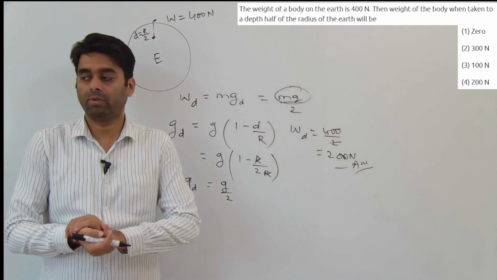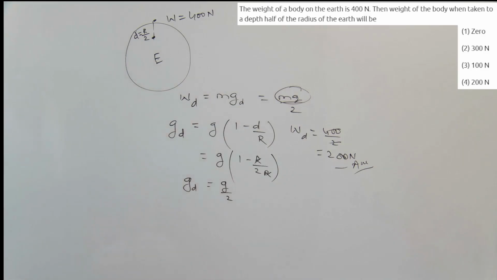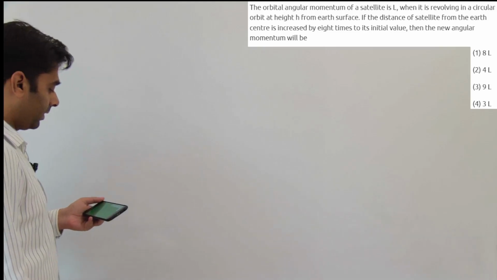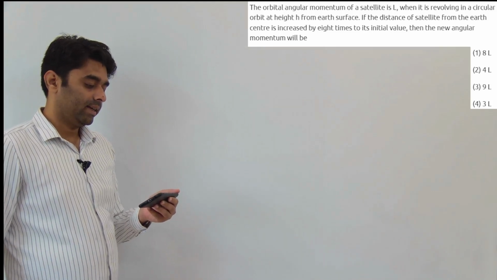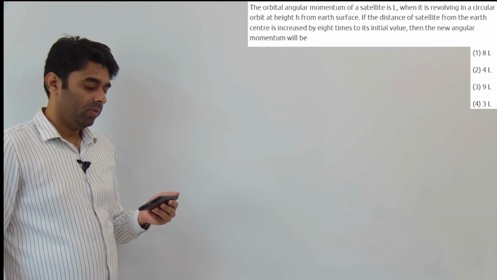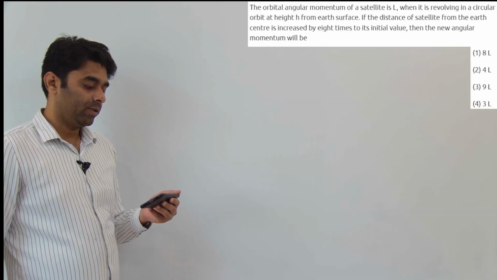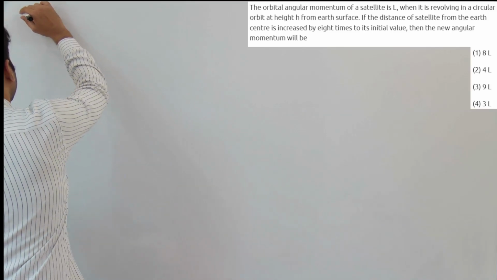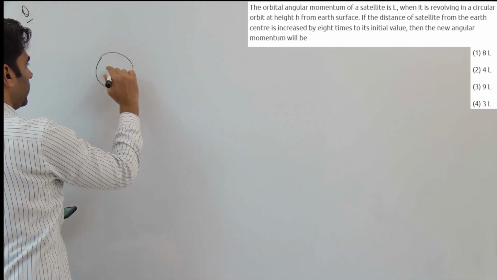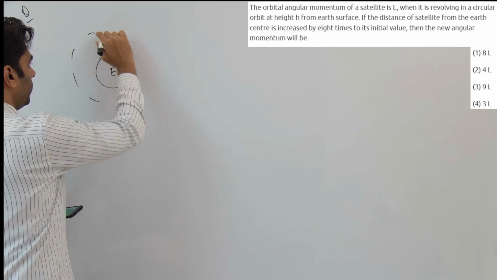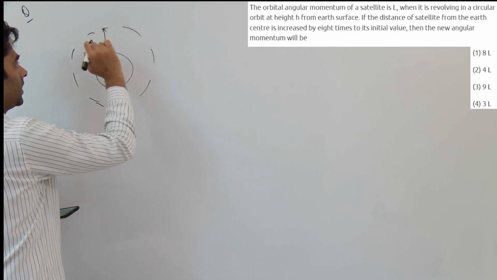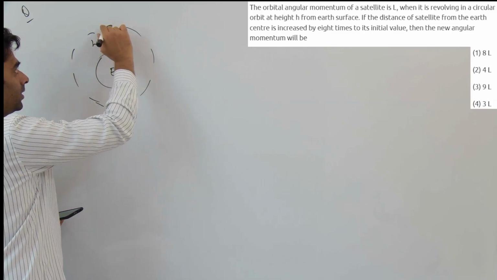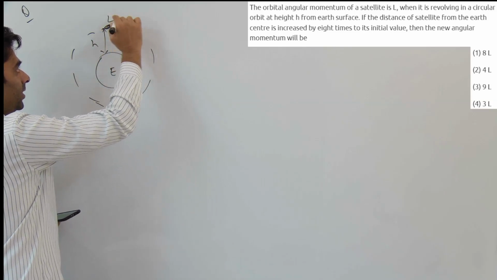Let's look at the next question. Our next question is, the orbital angular momentum of a satellite is L when it is revolving in a circular orbit at a height h from the Earth's surface. Fine. Let us draw the situation. Let's say Earth, and it is revolving at a height of h. So over here the satellite's angular momentum is given as L.